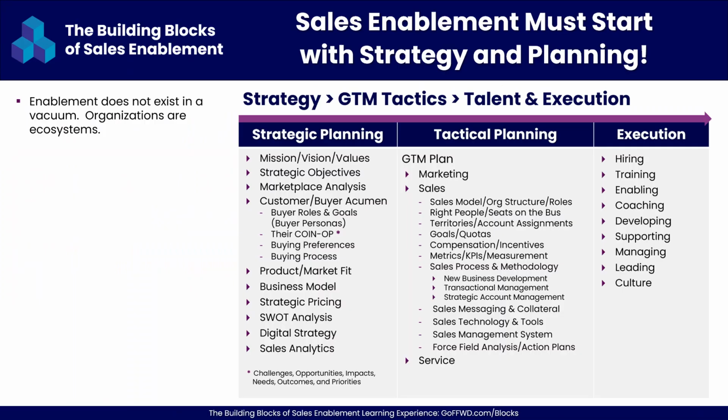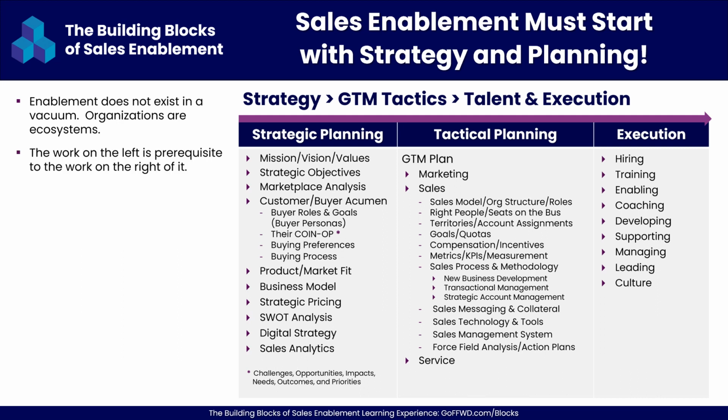As you know, enablement does not exist in a vacuum. Organizations are ecosystems, and this is why I spend so much time with the building blocks of sales enablement talking about systems thinking. Take a look at this chart. It starts on the left with strategic planning, moves to the middle in tactical go-to-market planning, and ends with talent and execution. You can dig into the details if you'd like. Pause here if you'd like to take a deeper look.